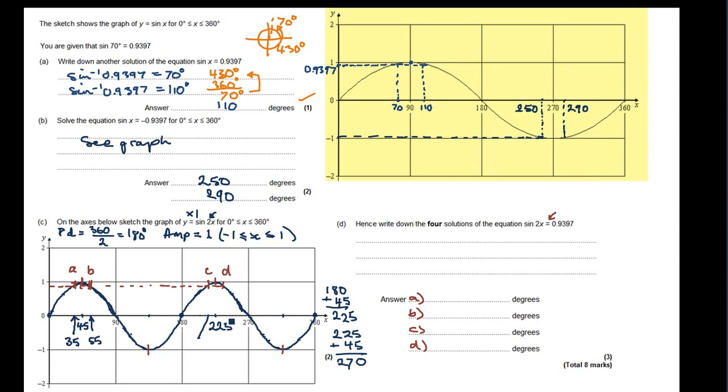Okay, so now our C and D points must be 10 either side, here and here. So in other words, 215 and 235. Okay, so we're ready now to fill in our values. A, we've discovered, is 35 degrees. B is 55 degrees, C is 215, and D is 235.